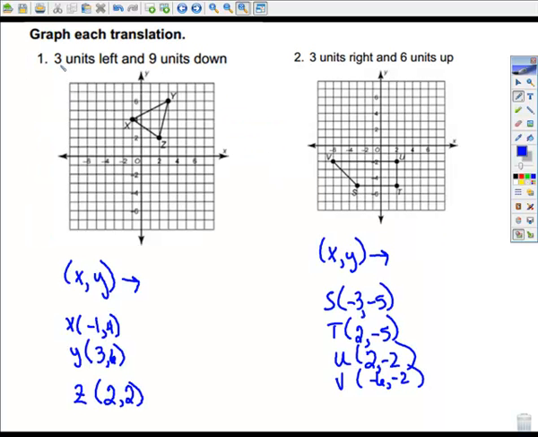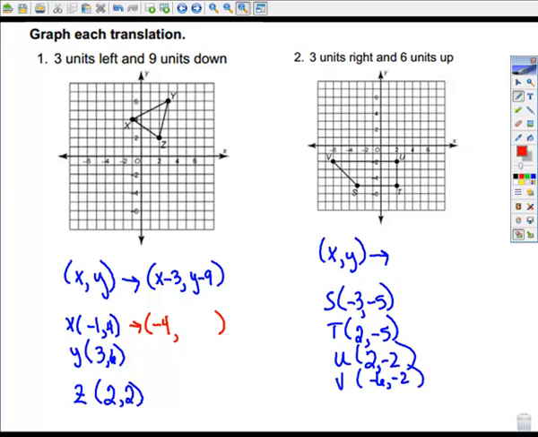Here we're going to move this 3 units left and 9 units down. So my x, y, if I'm going to go 3 units left, left is subtracting, so I'm going to make this x minus 3, and 9 units down, down is also subtracting, so it's going to be y minus 9. So that's all I have to do for these now. I have taken it upon myself to go ahead and give you these coordinates. So I'm going to take -1 minus 3, which gives me -4.